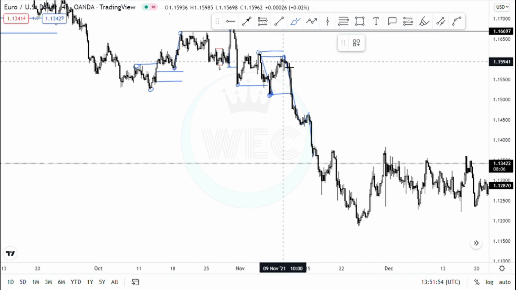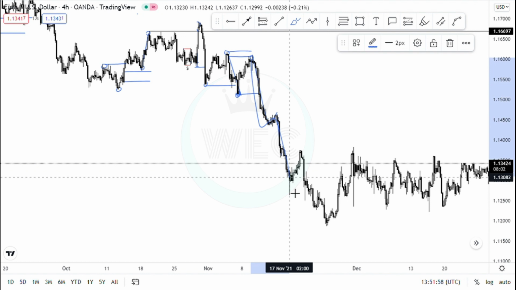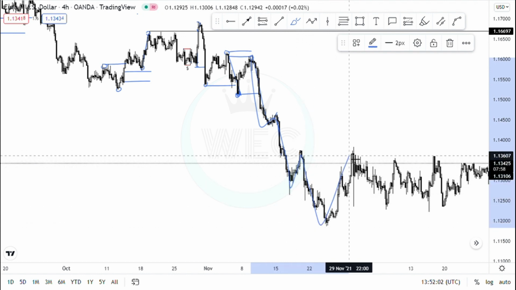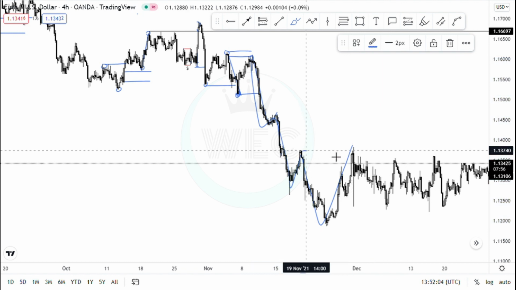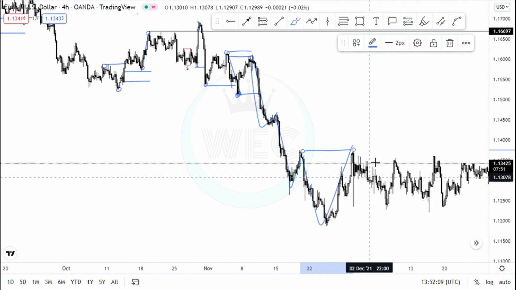Okay, so what do we see? We see H4 making lower highs and lower lows before it switched over here. So this was where H4 switched. I remember this was a recent price action.